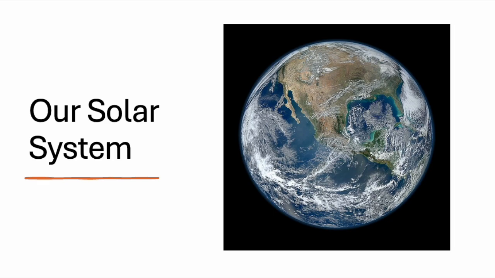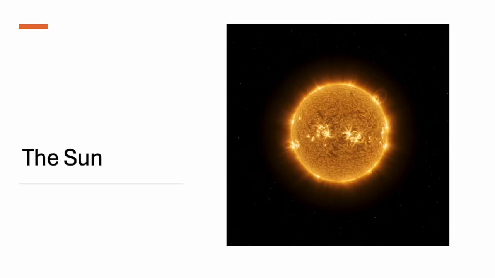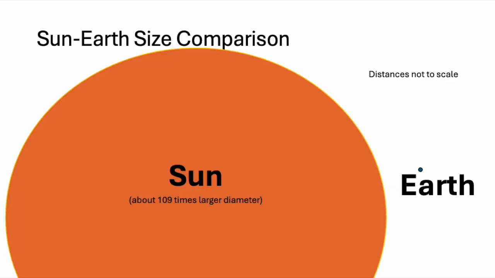Let's start with the Sun, the star at the center of our solar system. The Sun is a massive ball of hot plasma that provides light and heat to all the planets. The Sun is much larger than Earth, with a diameter about 109 times greater. The Sun's gravitational force is also much stronger than Earth's, keeping all the planets in orbit around the Sun.